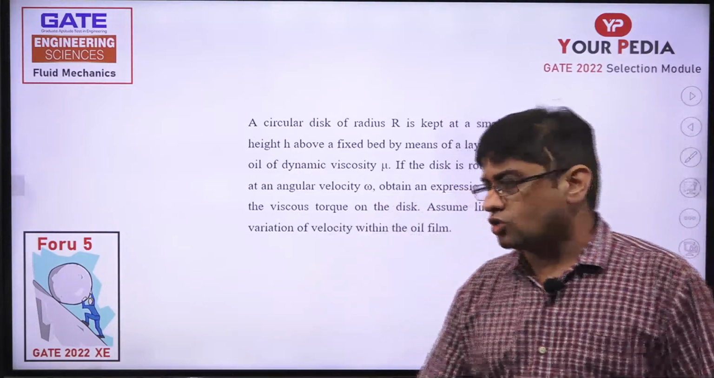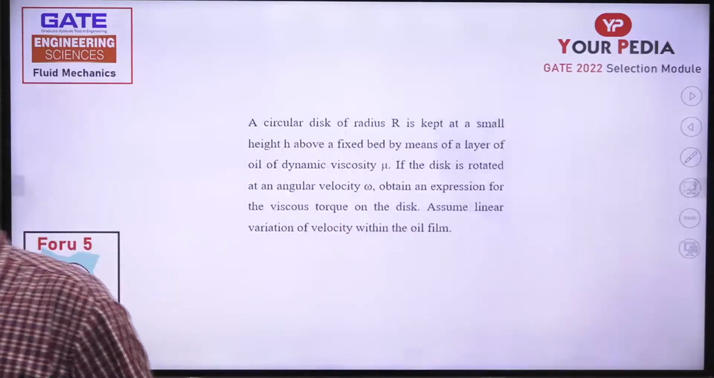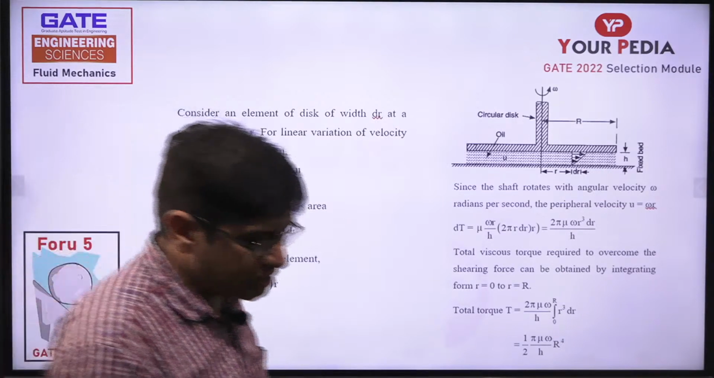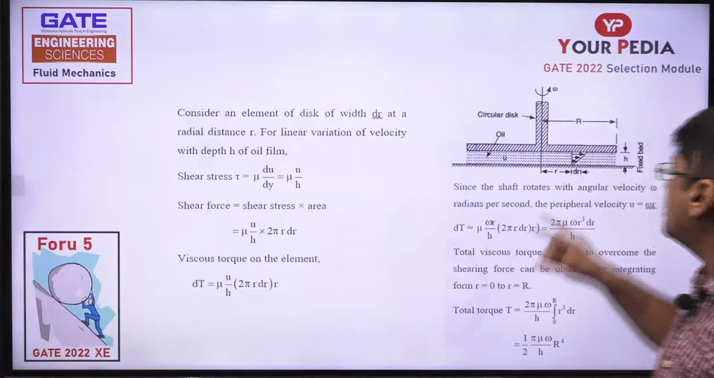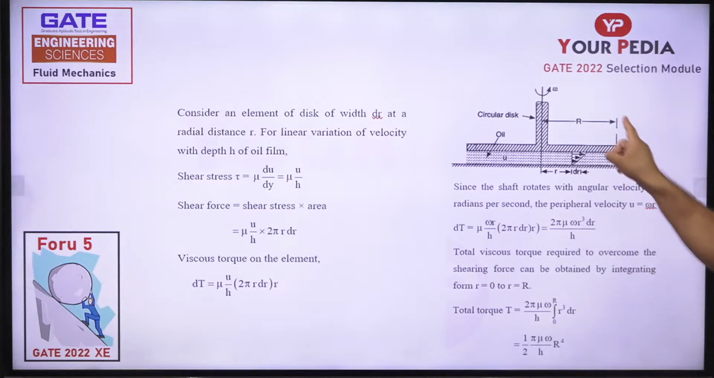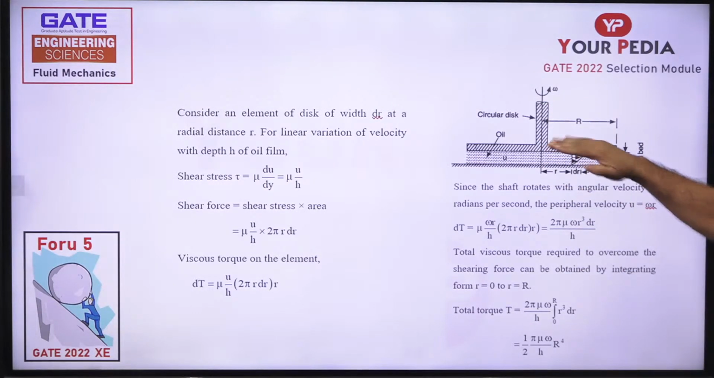What will be the torque? So first we should imagine what kind of diagram is given. See, this is the shape he has given you. There is a circular disk of radius r which is rotating at angular velocity omega, and the plate at the bottom is stationary, and there's a liquid between this disk and the plate. Now this disk is rotating. That is what is given.